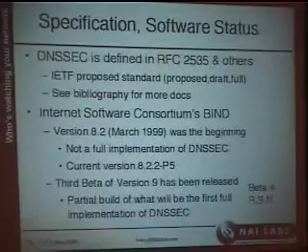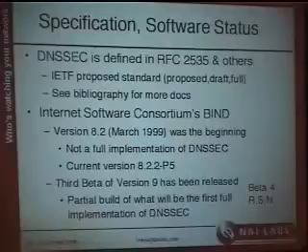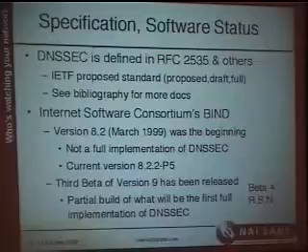Right now, DNSSEC is defined in a few RFCs. 2535 in the Internet RFC series is the primary definition of DNSSEC. There are a couple other RFCs that are associated with that. At the end of this presentation, there's a 2-page bibliography which lists other RFCs to see. I think I actually didn't list every one of them, but just put the range down.